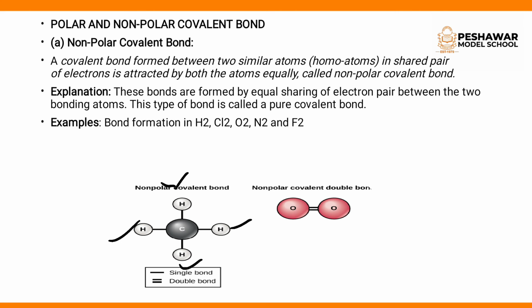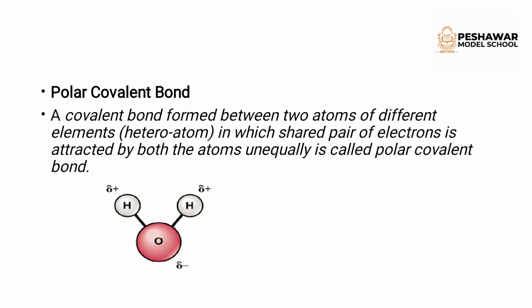On the other hand, what is a polar covalent bond? A polar covalent bond is that bond which is formed between two atoms of different elements. Different means hetero elements, in which the shared pair of electrons is attracted by both the atoms unequally. What does it mean? One atom is going to attract the electrons more towards itself. So it depends on electronegativity. The electronegativity of one atom is higher than the electronegativity of the other atom.